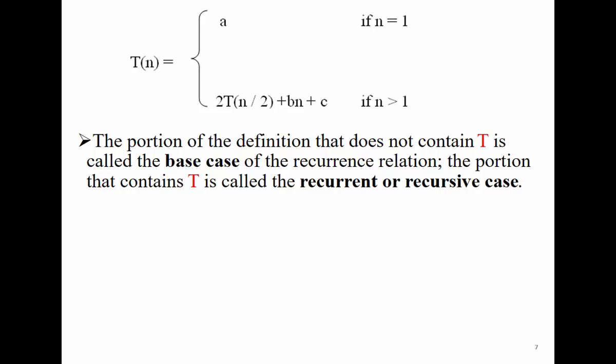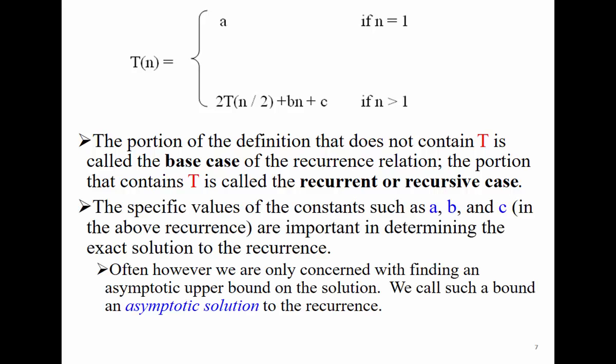Now, any recurrence relation has similarity with recursive algorithms. We have the base case, in this case, if n is equal to 1, and we have the recurrence relation when n is greater than 1. And the constants A, P, and C are not important for us. They are important if you would like to find the exact solution for a recurrence relation. But for our course, A, P, and C are not important because we are trying to find the time complexity in terms of big O.